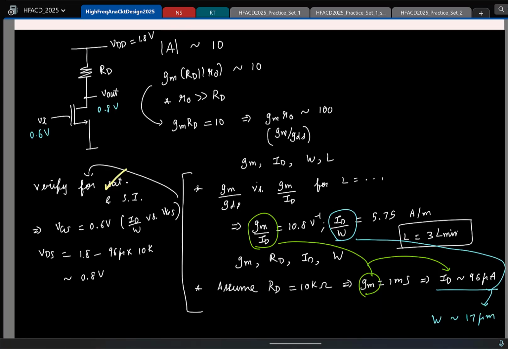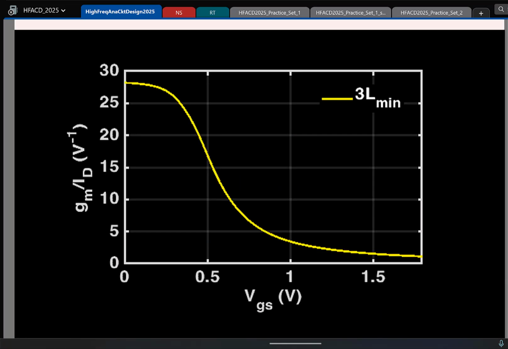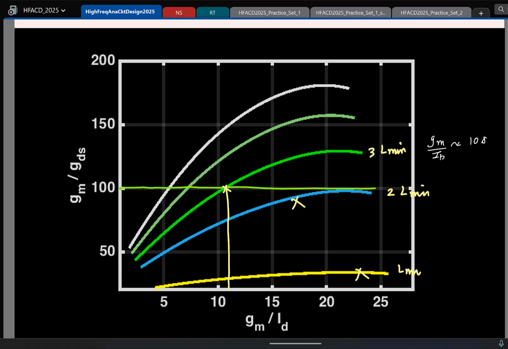So if I do that, this is the gm by ID versus VGS for the length I have chosen. I have chosen 3 times the minimum length, and our gm by ID was how much?